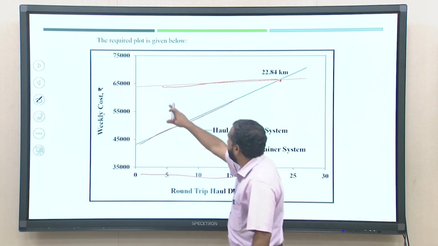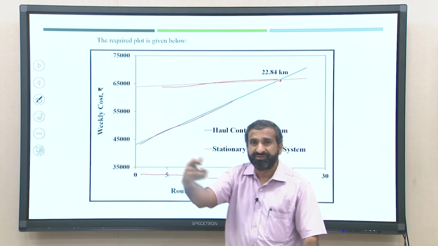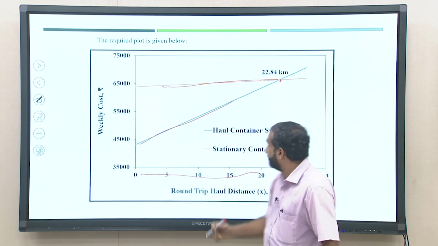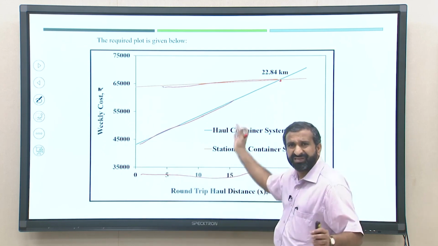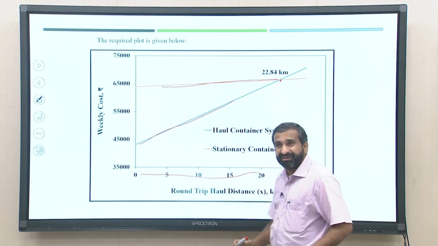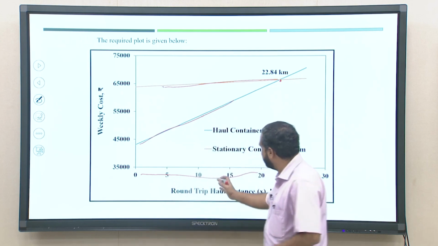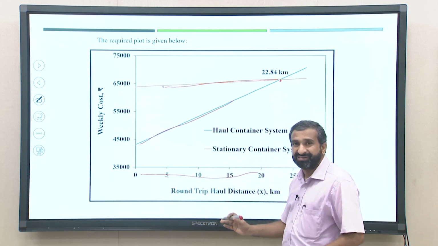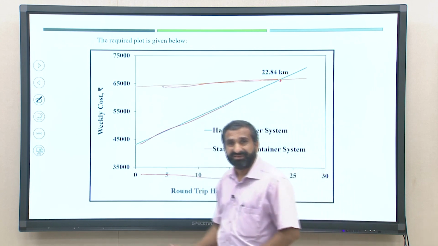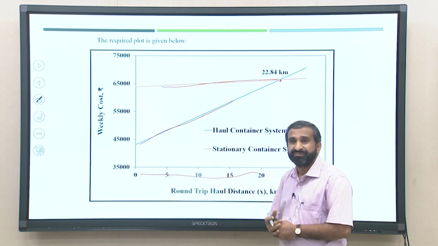Why? Because you see that whatever could be the distance, whether it is 5 kilometer, 2 kilometer, or whether it goes to 20 kilometer, still there is a negligible change in the cost. But when you plan for Hall container system, for the nearby locations it is always highly economical, but once you go farther than 20 kilometer, your cost will be very high in Hall container system.